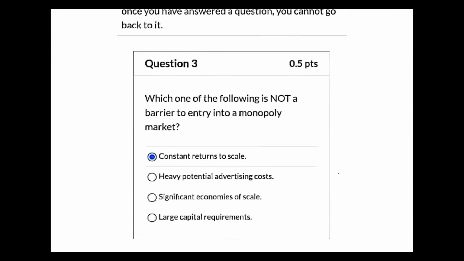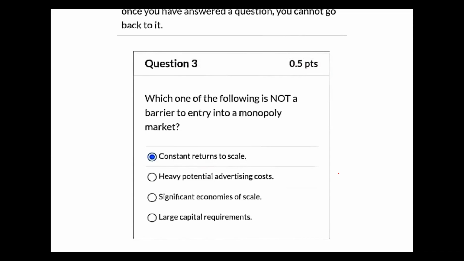All right. What about large capital requirement? How does it become a barrier? Yes, it's also a barrier in terms of the type of investment, like in the telecommunication industry. You need to set up towers and all other equipment. So this is also a barrier.